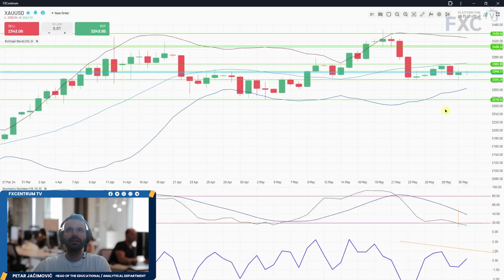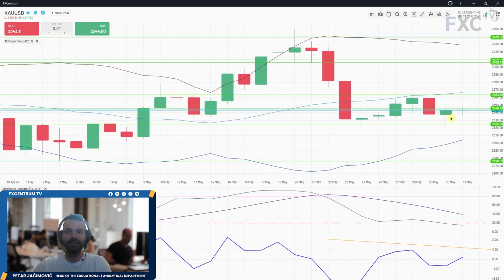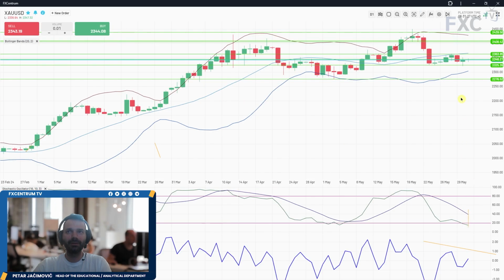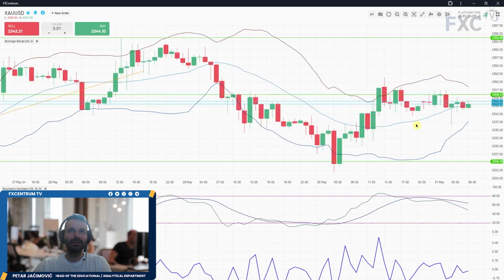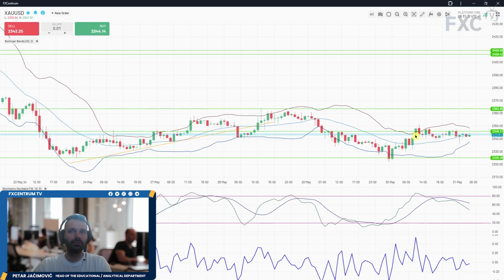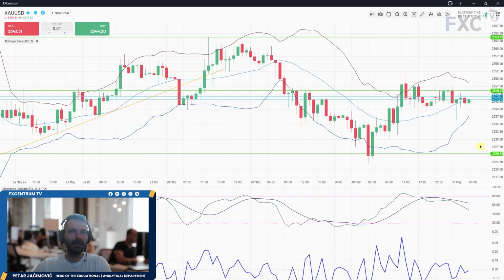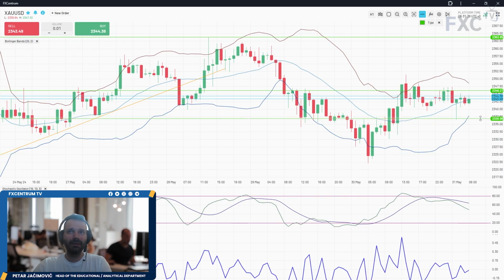On the gold market, we had a reaction at 23.25, with the fast and slow lines sloping to the downside. On the hourly time frame, we had one break to the upside, but again they're just back towards the contraction.